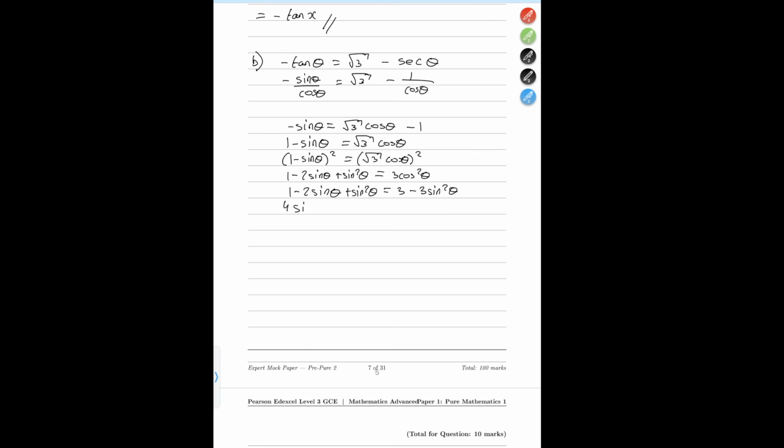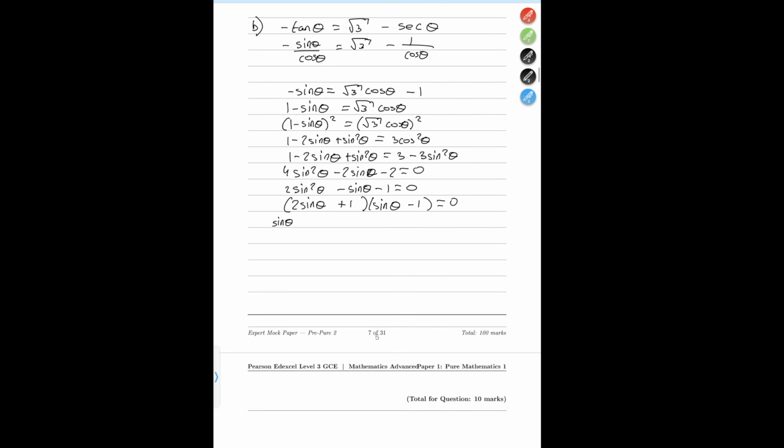So this rearranges now to get 4 sine squared theta minus 2 sine theta minus 2 is equal to 0. So divide by 2 again. 2 sine squared theta minus sine theta minus 1 is equal to 0. So this is factorizable, I believe. That gives us 2 sine squared theta minus sine theta minus 1, which is correct. So therefore, sine theta is equal to minus a half, or sine theta is equal to 1.